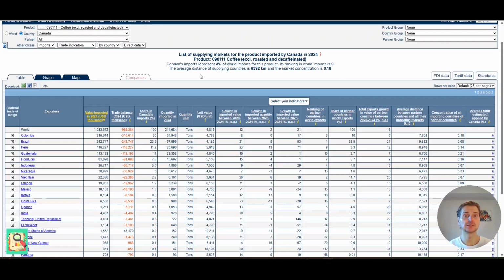We also see the average distance between the supplying countries and the market concentration. The market concentration is based on the Herfindahl score or index, and it's used to measure the competitiveness and an indicator or signal of monopoly in that particular country or market.